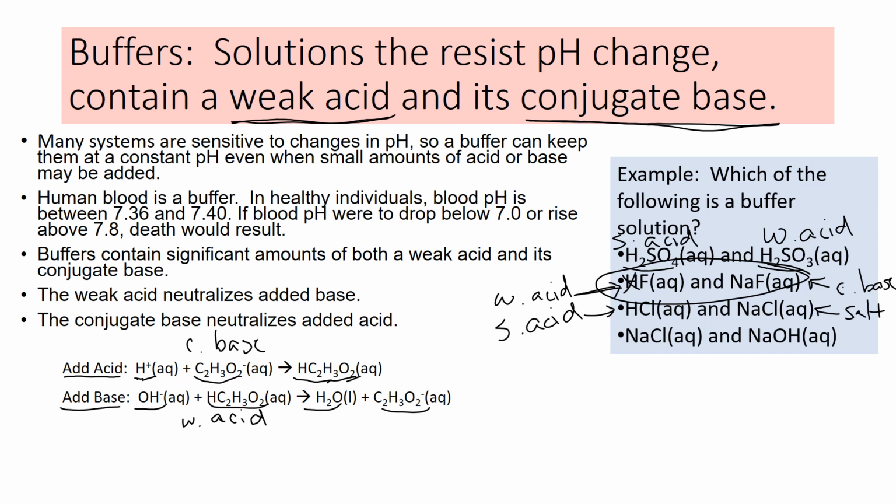And then NaCl, again, we have a salt. And NaOH, we have a strong base. That's not a buffer. A buffer could be a weak base and its conjugate acid as well, but it's not going to be a strong base. So our answer is HF and NaF.